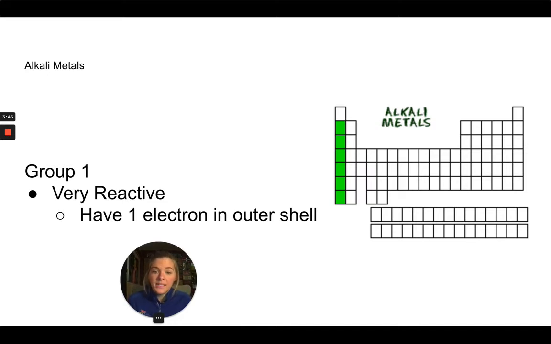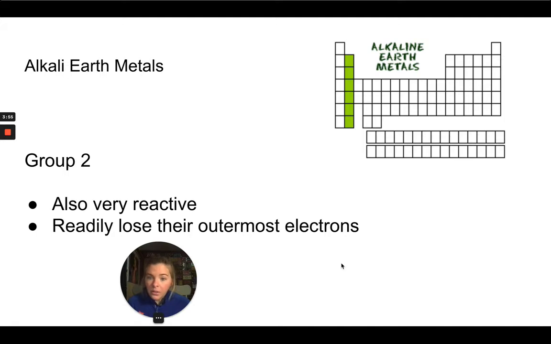So again, group 1 is the alkali metals. They are very reactive. Okay, they have 1 electron in the outer shell. They want to get rid of that electron, so they are crazy reactive. Group 2 is the alkali earth metals, so very similar to the alkali metals, but the alkali earth metals are also very, very reactive. Group 1 and 2 are very similar. The only difference is that group 1 has 1 electron in their outer shell, and group 2 has 2 valence electrons.